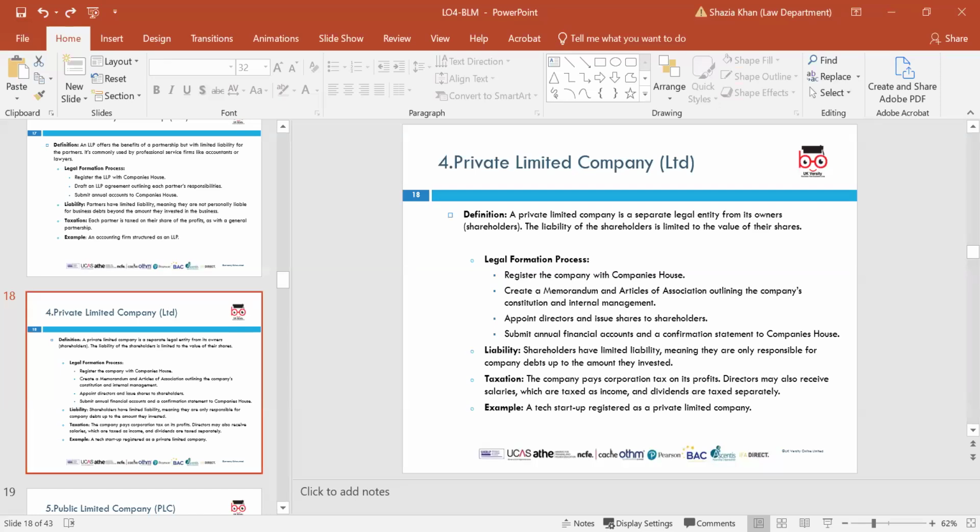The next one we've got is the private limited company, referred to as Ltd. A private limited company can be a small or large business, and it has limited liability, and often these types of business have Ltd after the business name. An example of this could be Green Construction Limited.